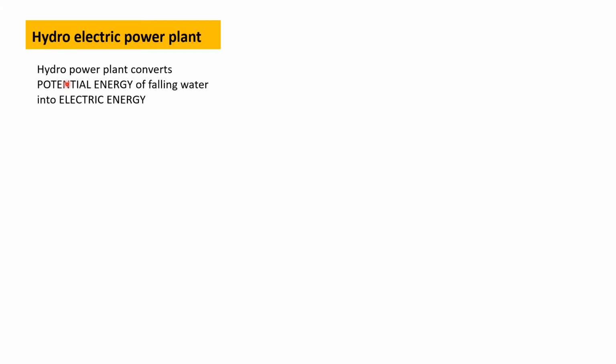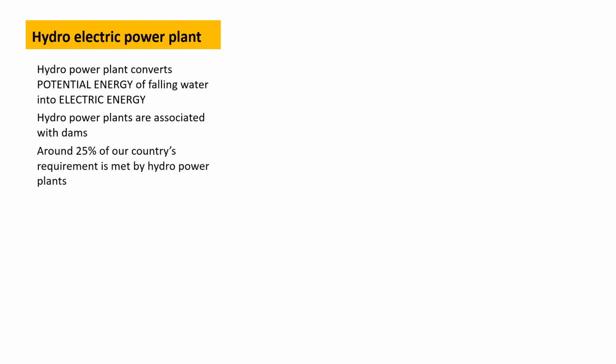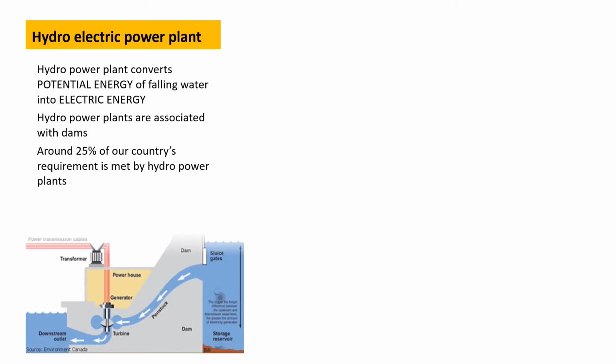So what does a hydroelectric power plant do? It converts potential energy into electrical energy. How? They are associated with dams. With the help of dams, this entire power plant works. Almost 25% of our country's requirement of electric energy is fulfilled by hydropower plants.